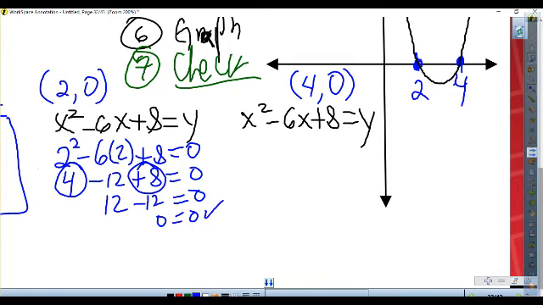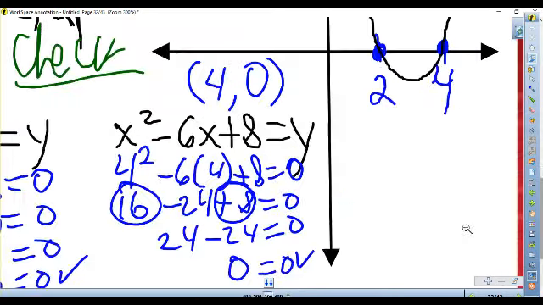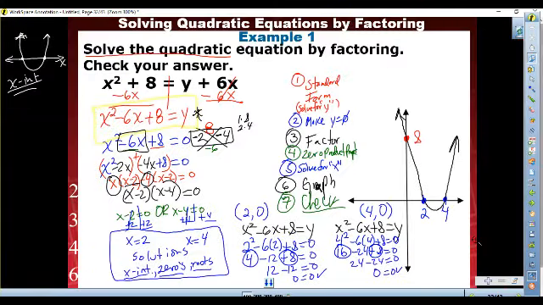Yes. Check this one. 4 squared minus 6 times 4 plus 8 equal to 0. This is 16 minus 24 plus 8 equal to 0. Combine like terms. 16 plus 8, that's 24. Bring down the negative 24. This is 0. Is 0 equal to 0? Yes. All right, let's check out the beautiful artwork.